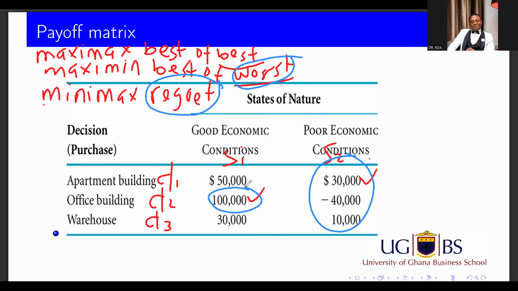If he had chosen the warehouse under the poor economic condition, Laurentia, what would have been the regret? It would have been 90,000. And if he had chosen the office building under the poor economic condition, that would have been 140,000. Yes, 140,000. So the regret would have increased more, but the least regret he will get will be the 70,000. Now that is important.